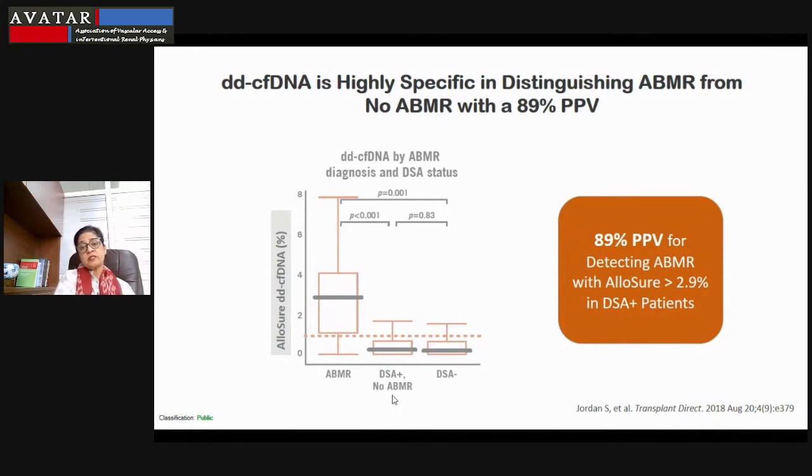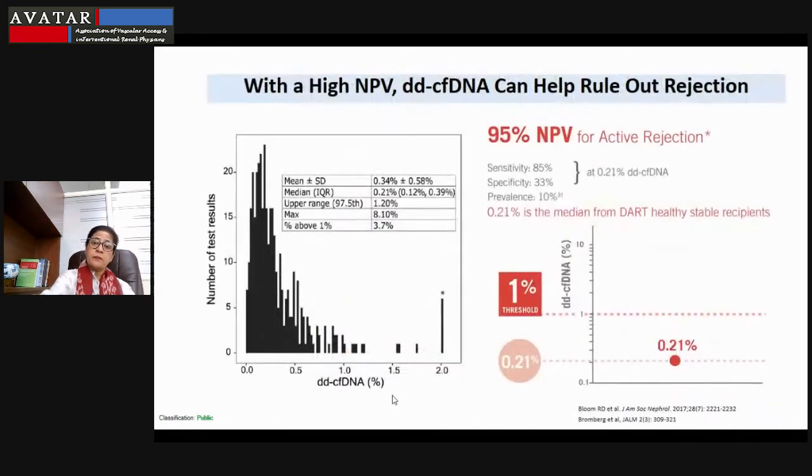Now, this again highlights the 89% positive predictive value of the test AlloSure in detecting ABMR in patients who were DSA positive. But what's even more significant as far as donor-derived cell-free DNA is concerned is that it has a very high negative predictive value. It can help rule out rejection. A normal donor-derived cell-free DNA actually implies that there is no rejection. So 95% negative predictive value for active rejection, with a sensitivity of 85% and specificity of 33%.